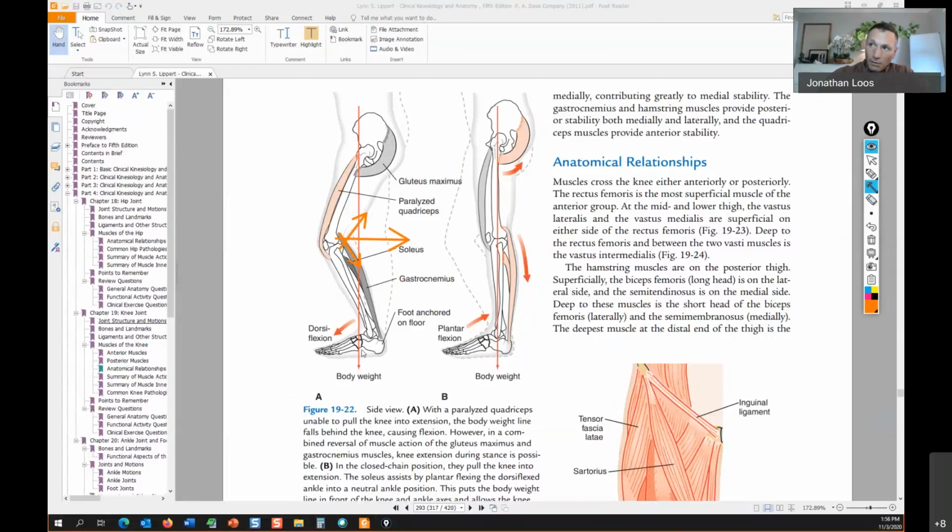So in closed chain, where the foot's not able to move, it's fixed, like in a leg press machine or some kind of device where you're stabilizing the upper body, your hamstrings and gastrocs can actually act as knee extensors. Your biceps also can do the same thing.